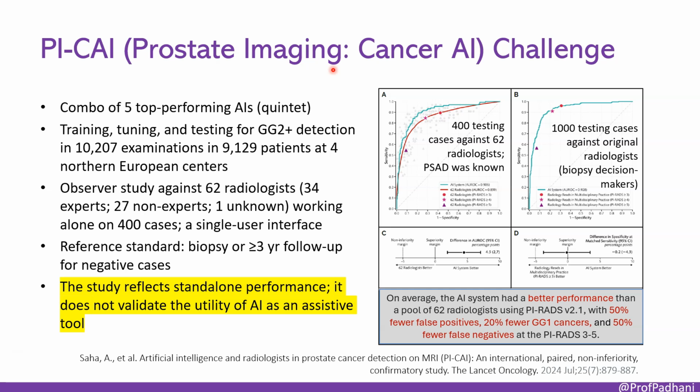Crucially, this study evaluated the AI in a standalone performance setting. The results, published in Lancet Oncology, showed that, on average, the AI system demonstrated better performance than the pool of radiologists using PI-RADS. Specifically, the AI achieved similar sensitivity but with 50% fewer false positives, detected 20% fewer insignificant GG1 cancers, and had 50% fewer false negatives at the PI-RADS 3 to 5 threshold. You can also see the highly variable performance of the individual radiologists confirmed on the ROC plot. This highlights the potential of AI, though remember this was standalone, not as an assistant.